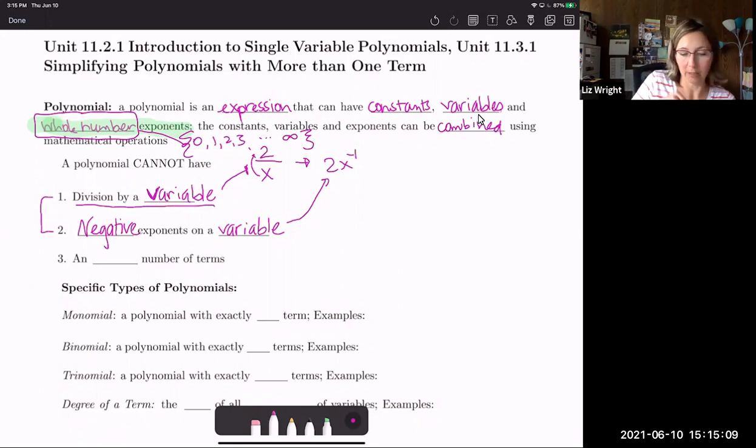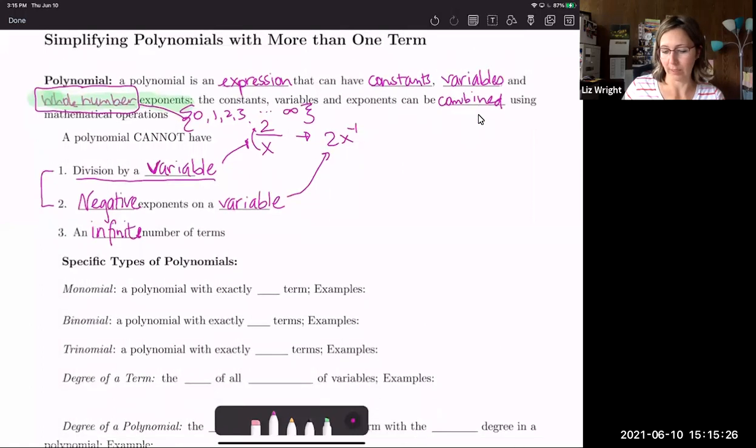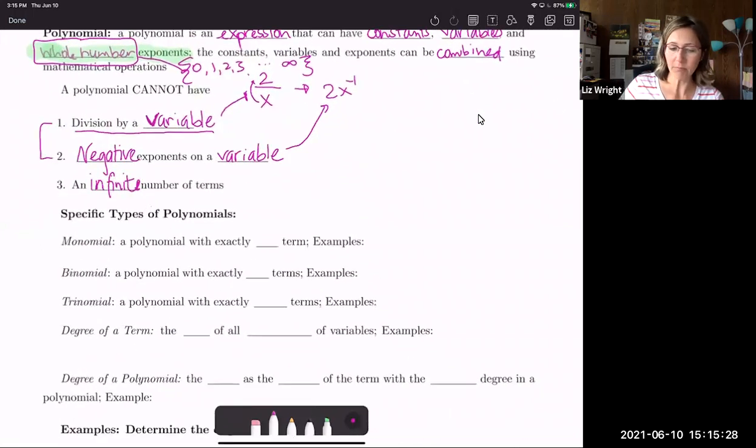Another way to say this exact phrase, division by a variable, that means that you cannot have any variables in the denominator. The last thing, we don't really see too much in this class. You can't have an infinite number of terms. And when I say you don't see it much in this class, I mean you don't see it at all. So you're not going to see an infinite number of terms for anything in this class.